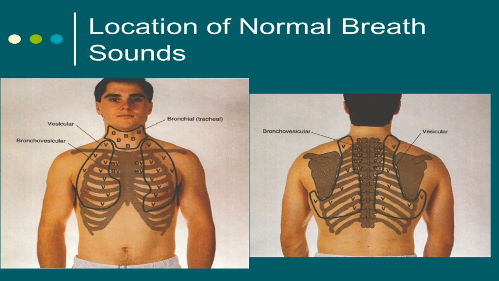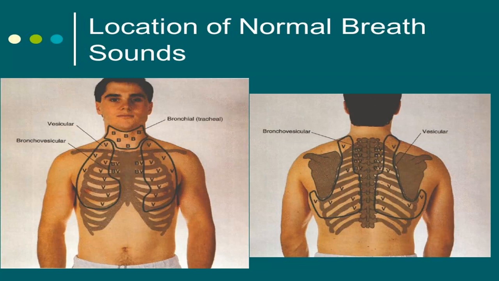Your bronchovesicular breath sounds are right there in the middle, over that sternal area, in those two small spots on the front. That's where you're going to hear those bronchovesicular sounds. And then the vesicular is on the whole lung field, which is typically where you're listening to your lung sounds. You will need to know where to find all three types, the bronchial, the bronchovesicular, and the vesicular lung sounds, for your physical assessment checkoff in lab.